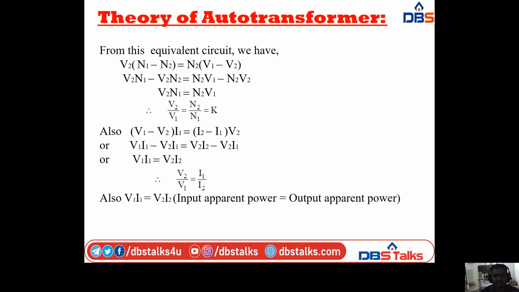So in the auto transformer, V1 I1 is equal to V2 I2, that is, input power is equal to output power. From V1 I1 equal to V2 I2 we get V2 by V1 is equal to I1 by I2. This is the current ratio.